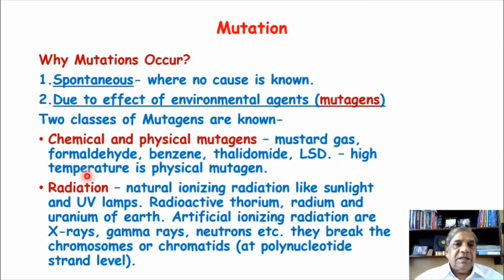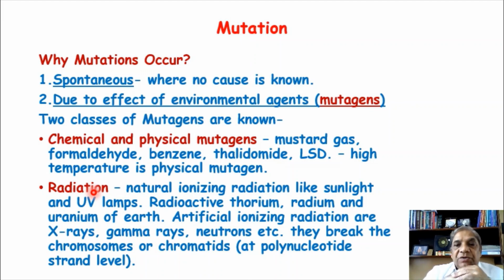Now another cause where we know the agent is mutagens. Well known mutagens are radiation. We have known about them since very long, especially natural ionizing radiation, which we are not aware of, and which is present in the soil or earth. Natural ionizing radiation like sunlight, which contains ultraviolet rays, or an ultraviolet lamp itself, may change the sequence in the DNA molecules.